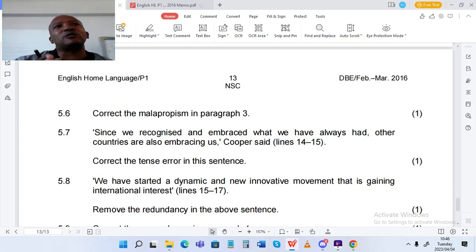So, in other words, it's been used before. Redundant means there are words in there that have already been used. It's too many words of the same kind. When we say the big fat cat, big is already fat. You remove either one. Then you're going to say the big cat or the fat cat. There's too many, it's onnodige woorde. You understand that? Yes, sir.